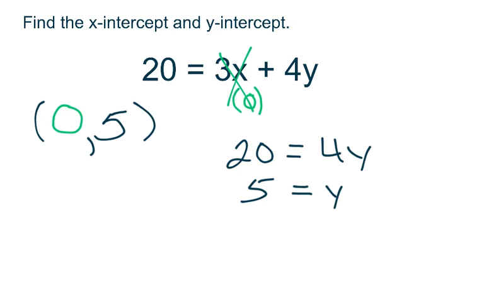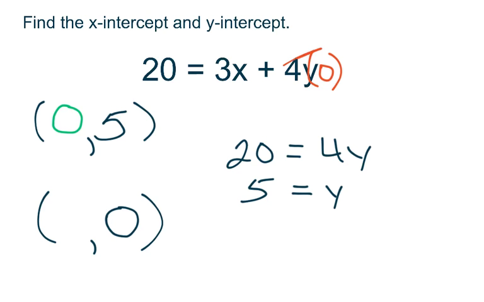Well, how about our x value? If we put y as 0, what would we do to find x? Let's pretend the 3x was still there. If y equals 0, 4 times 0, that 4y goes away. So we're left with 20 equals 3x. If we divide by 3, in this case it would give us a mixed number. It would give us 6 2/3, or 6.6 repeating.